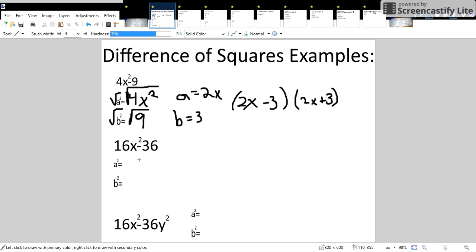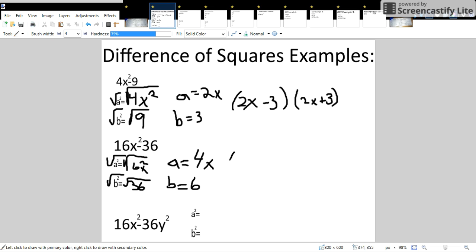Go ahead, pause the video and try the next one on your own. Okay, so you found that a squared is 16x squared. Find the square root. So that means that a equals 4x. Our b squared was 36. Square root both sides. So b equals 6.